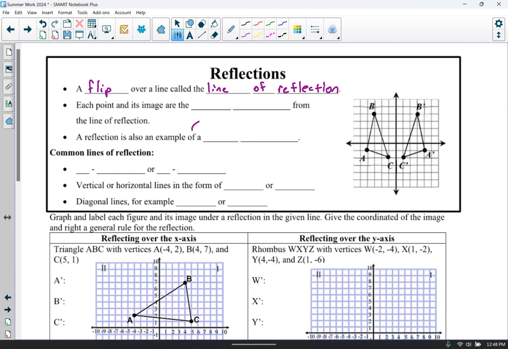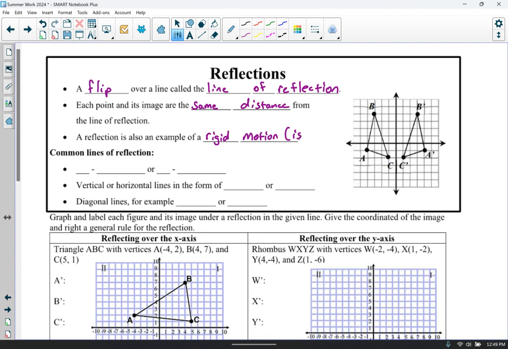Okay? Each point and its image are the same distance from the line of reflection. So the starting point, the pre-image, and its image are going to be the same distance from the line of reflection. And we can see that in our example here, where C is 1 point away from the y-axis, and C prime, the image, is 1 point away from the y-axis, where in that case, the y-axis is the line of reflection.